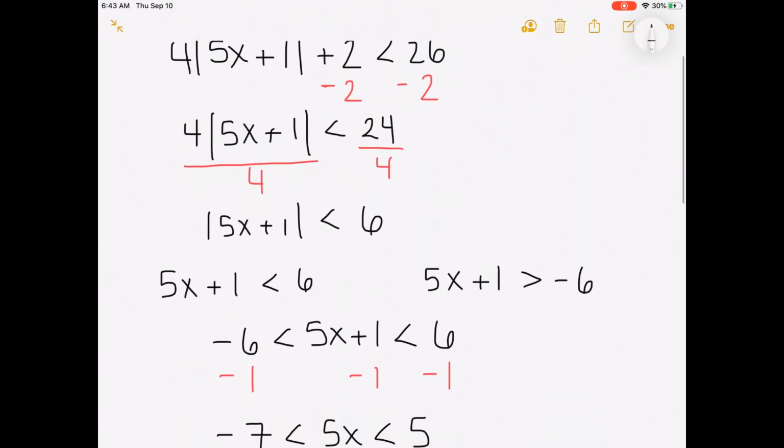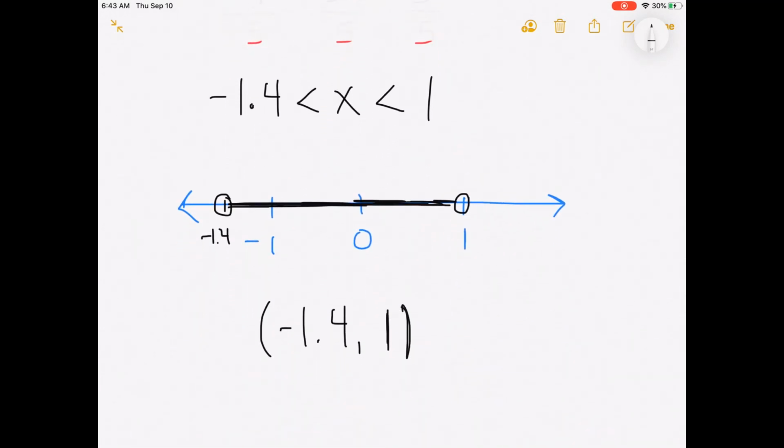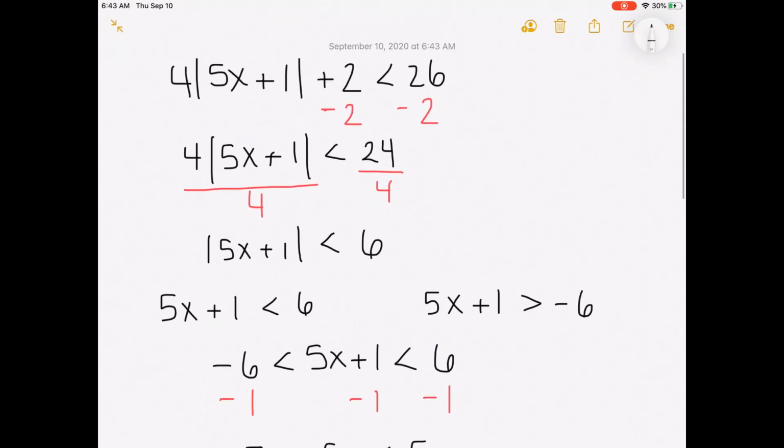So for these problems, there's no new information. We're still doing inequalities. There are just more steps here. So just make sure that you're doing all your algebra steps and you will be successful.